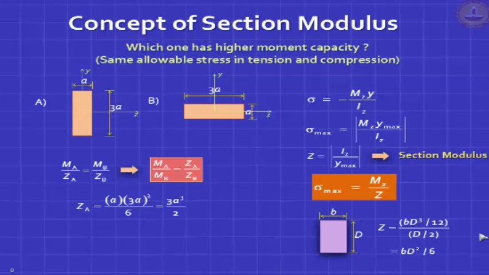So that's a trade-off. So ZA is width A into depth 3A the whole squared by 6, you get 3A cubed by 2. ZB is width 3A into depth A the whole squared by 6, you get A cubed by 2. And so you find that just by looking at the two sections, the section modulus of A is 3 times the section modulus of B. And therefore, it can take 3 times the bending moment, 3 times the load, because bending moment has a linear relationship with the load. So it's 3 times stronger.